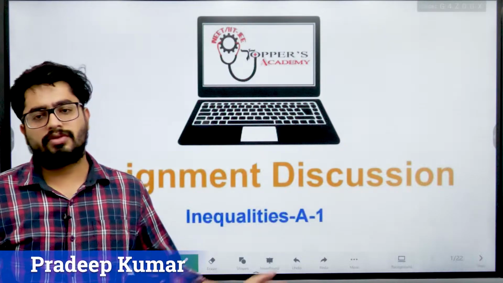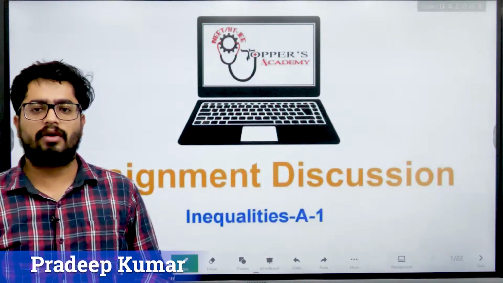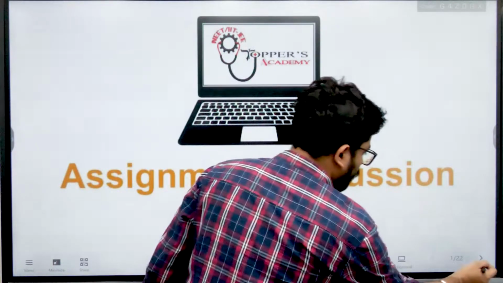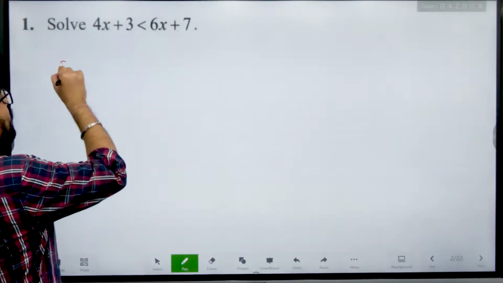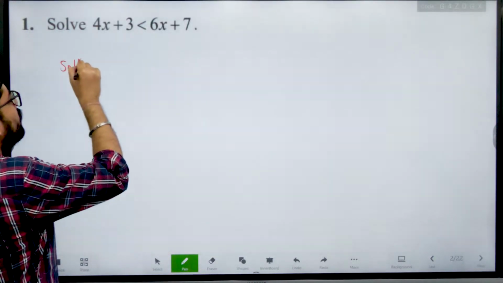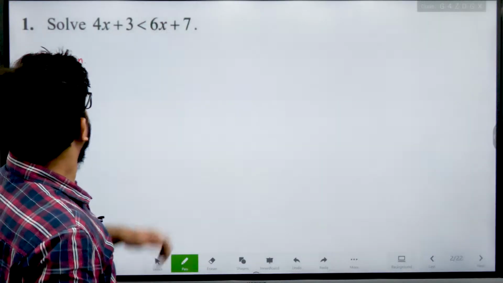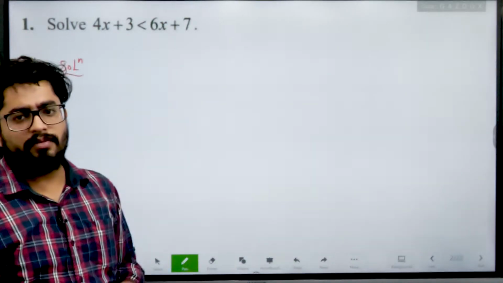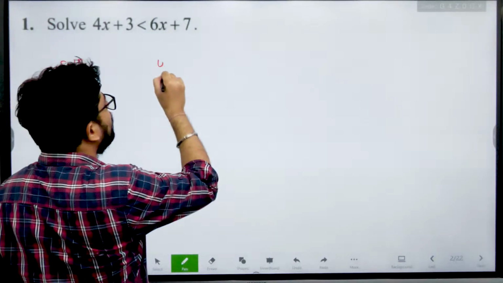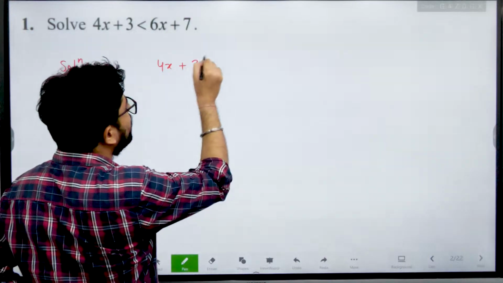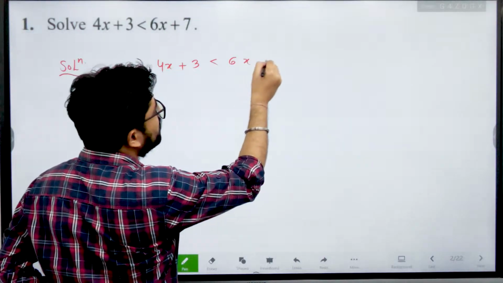Hello students, today we'll discuss the assignment number 1 on inequalities. So here this is your first question and solution is what? So you have to solve this inequality, means you have to find the values of x. You have 4x plus 3 less than 6x plus 7.